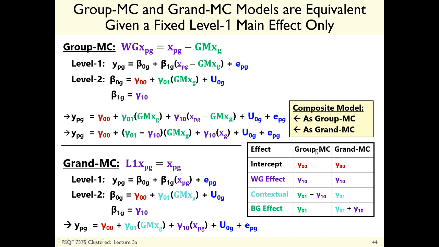So what you get directly in group mean centering is within and between. Between minus within is contextual. What you get directly using grand mean centering is within and contextual. You add them together, you get between.